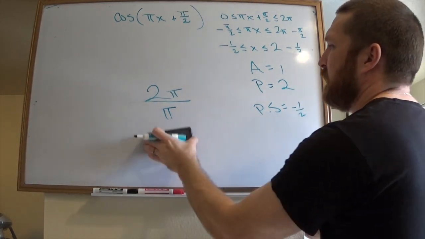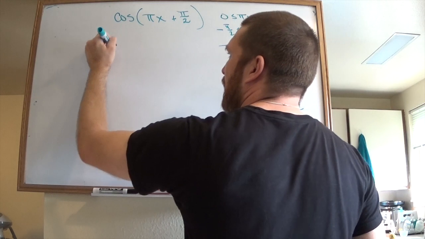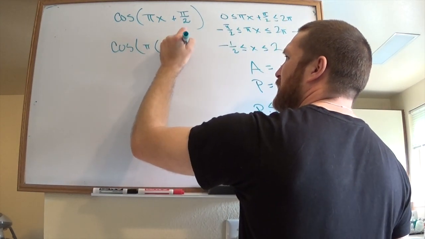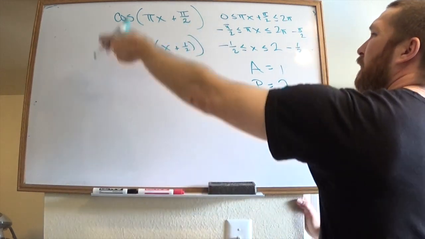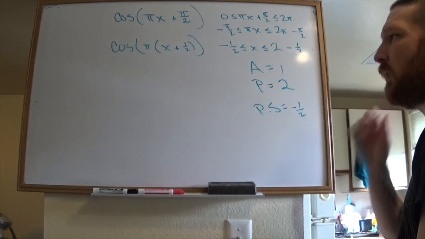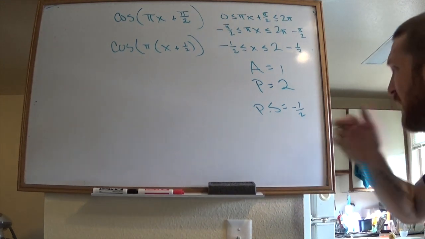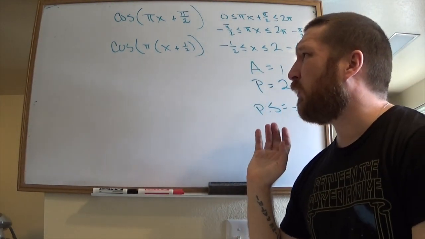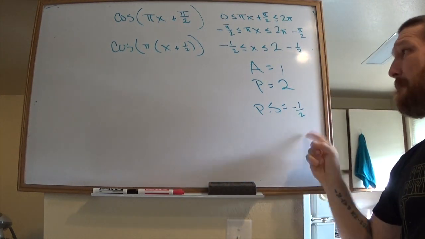The other way to see that would be to factor this out, and we have cosine of pi times (x plus 1/2). I think I've done that right. Bring the pi back in and you get that. Yep, that's good. And so that should shift us left by 1/2 unit. So that's what the phase shift means right there.